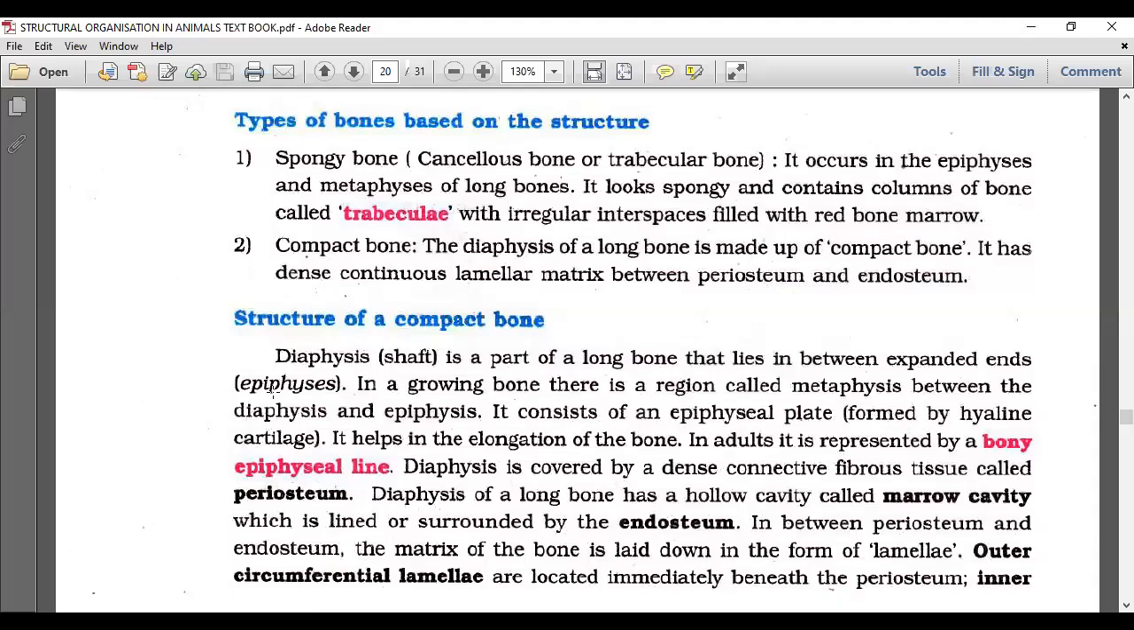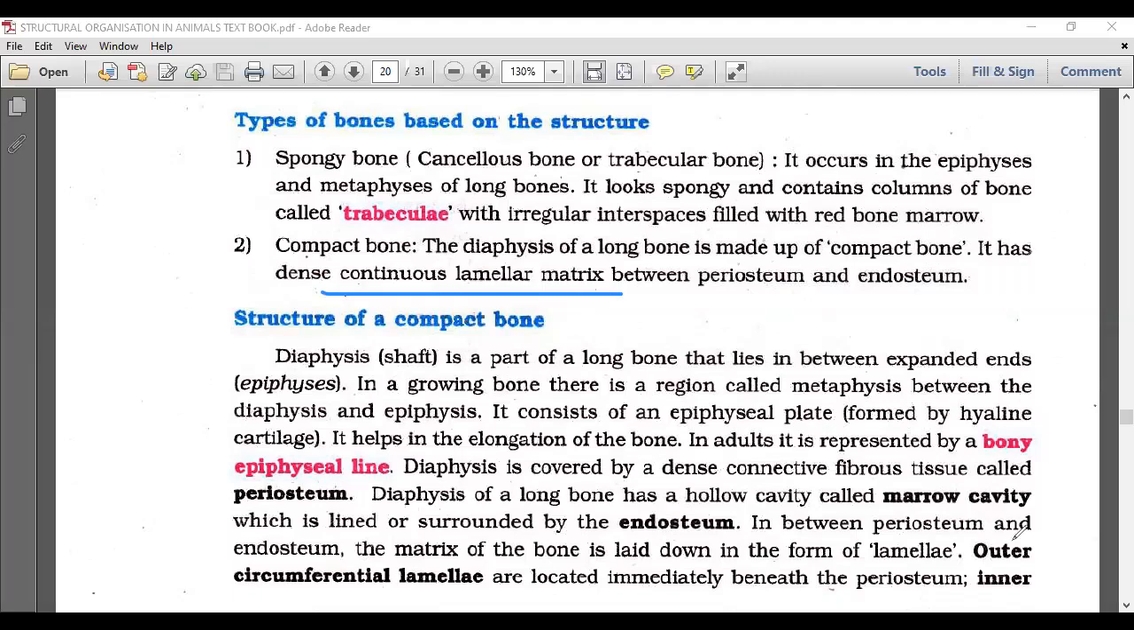Okay, so let me say about the spongy bone, cancellous bone or trabecular bone. It occurs in the epiphysis and metaphysis of the long bones. It looks spongy and contains columns of bone called trabeculae with irregular interspaces filled with red bone marrow. Visualize it. Then compact bone: the diaphysis of a long bone is made up of compact bone. It has a dense, continuous lamellar matrix between periosteum and endosteum.